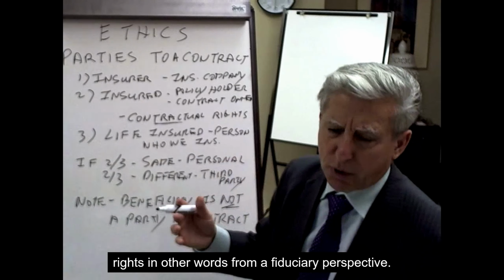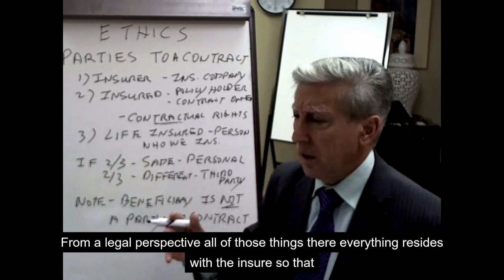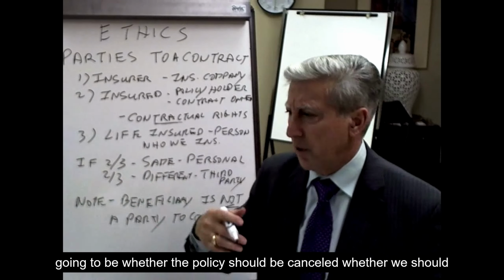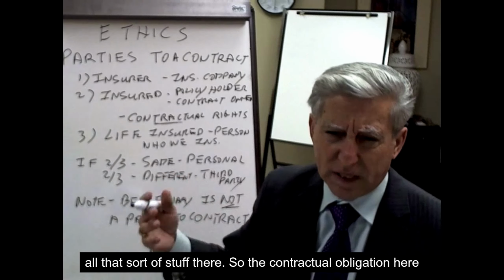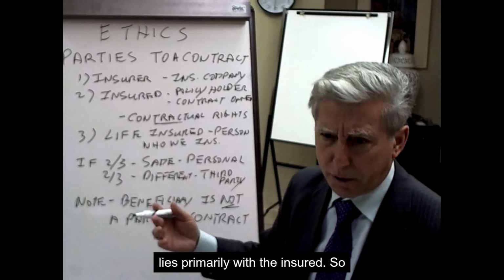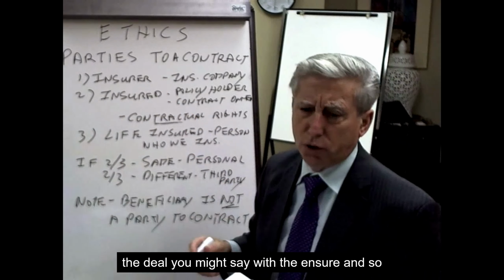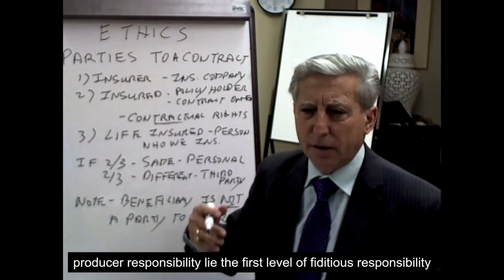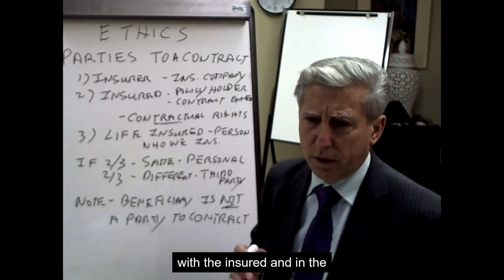In other words, from a fiduciary perspective, from a legal perspective, all of those things, everything resides with the insured. So that insured can decide who the beneficiary is going to be, whether the policy should be canceled, whether we should increase the premium, decrease the premium, change the beneficiaries, all that sort of stuff. So the contractual obligation here lies primarily with the insured. The insured really is the entity that makes the deal, you might say, with the insurer. And so if you're asked on the exam where fiduciary responsibility lies, the first level of fiduciary responsibility always lies with the insured.